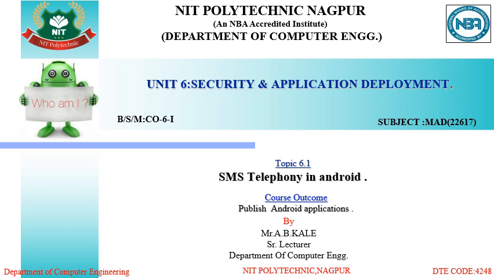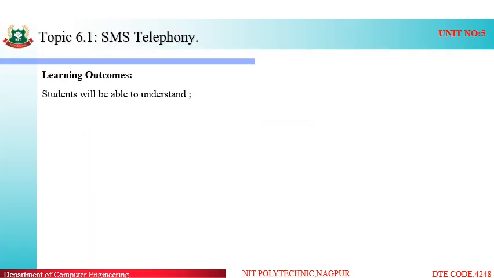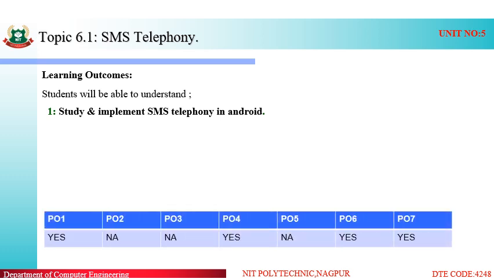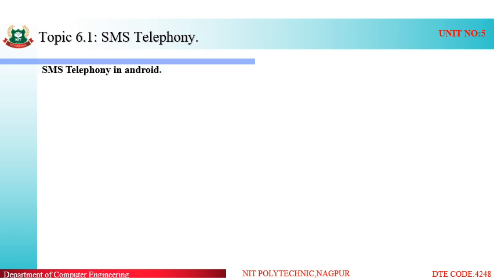So the course outcome of this unit 6 is to publish Android applications. The learning outcome of this video is to study and also to implement SMS based services in our Android application. So the POs mapped are PO1, PO4, PO6 and PO7.